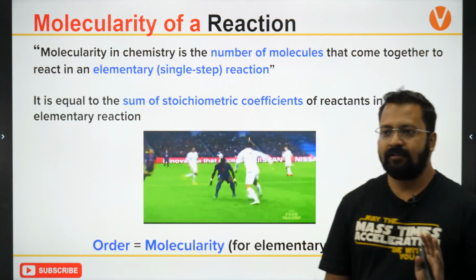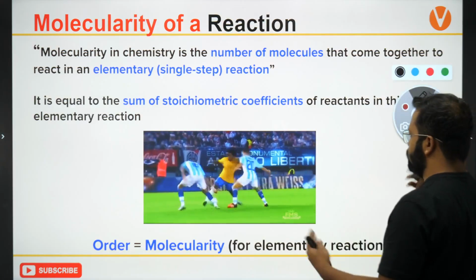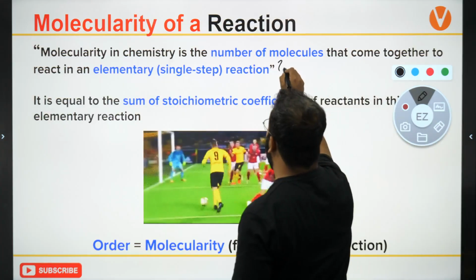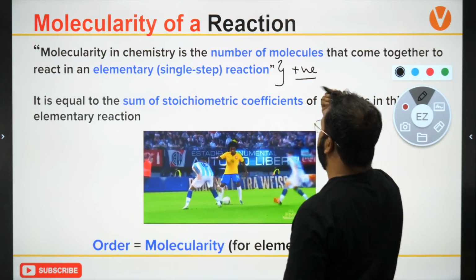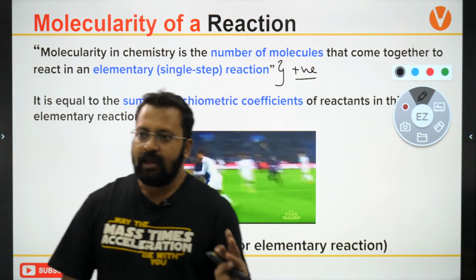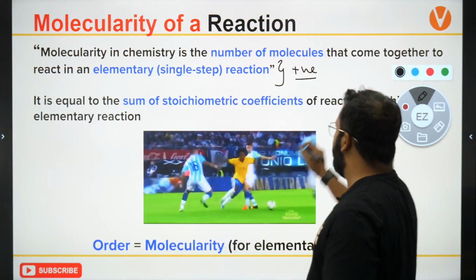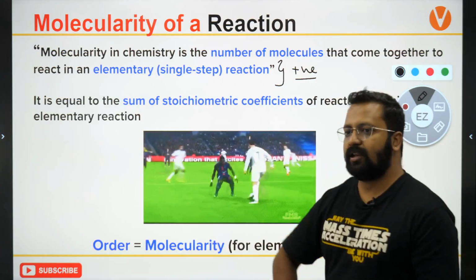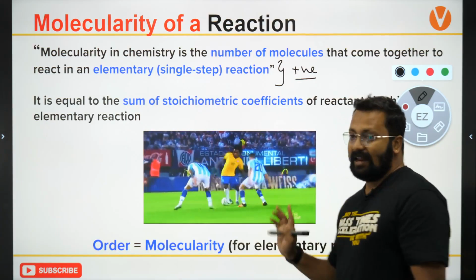Is that clear? Always remember, which values can molecularity take? Molecularity will always be positive whole number values. It cannot be 0, it cannot be fractional, it cannot be negative. Clear? So this is the relation between molecularity and order.